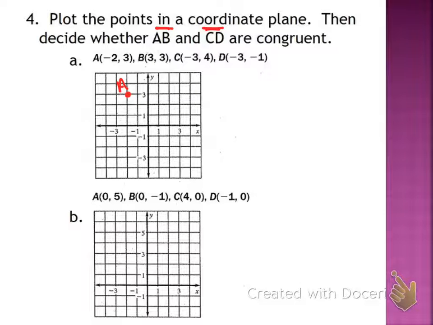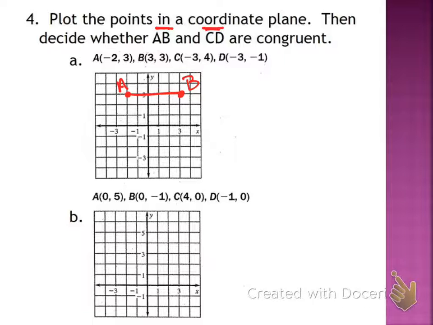Who can help me out with B? John? Okay, so you go over 3, and then you go up 3, and then you got B. So go over which way? You said go over 3. Yeah, right 3, and then up 3. Wonderful. Right 3, up 3. There's point B. I'm going to go ahead and connect those to make that segment.